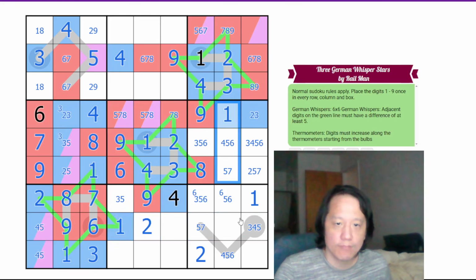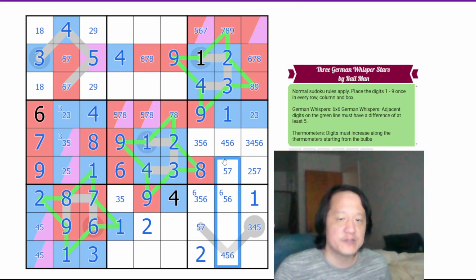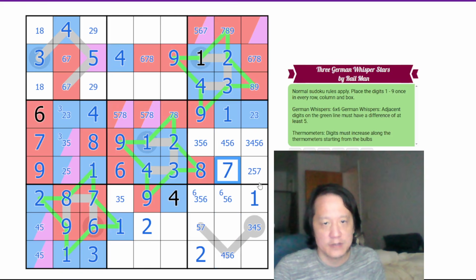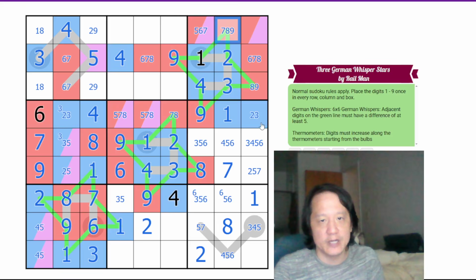We have a 4, 5, 6, 7 quadruplet, sorry, a triplet in column 8, which eliminates 4, 5, 6 in the rest of the column. No 5, 6 there, it's 7. No 7, this can't be 7 or 9, so this must be 8, which means this can't be 7 or 8, it's 9. That eliminates 9 there, so that's 8.